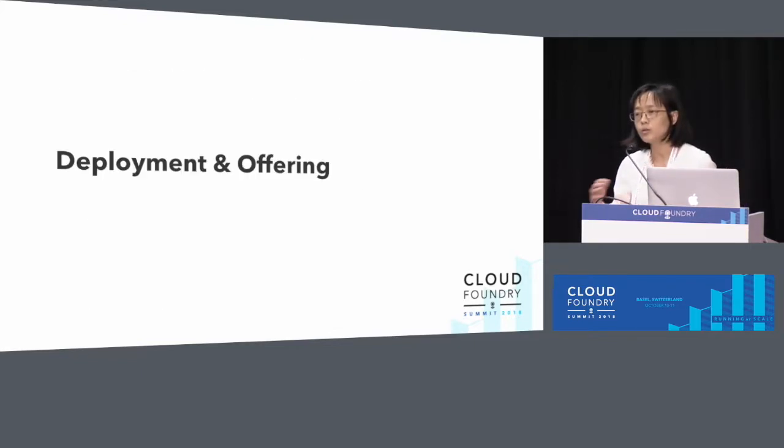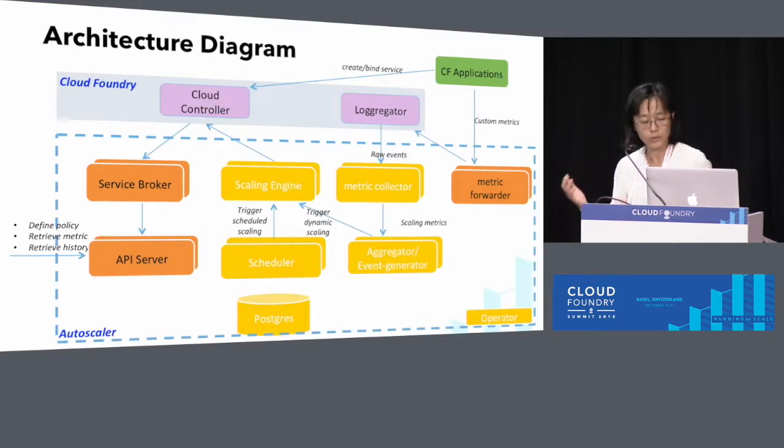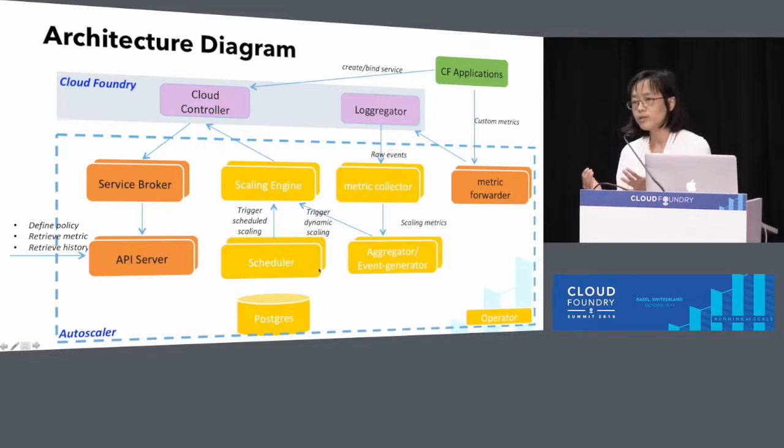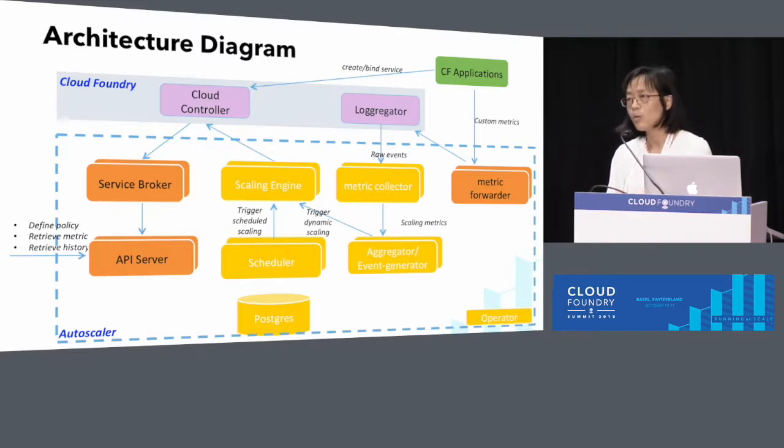Okay, just now we introduced how to use Autoscaler from the end user point of view. Now let's do a little deep dive. That is the architecture diagram for the Autoscaler backend. All the things in this box belong to the App-Autoscaler backend. It has a service broker, which is compliant with the Open Service Broker API, so that you can create a service instance and bind the service instance to your application with the policy. And it also has an API endpoint to respond to the CRUD requests from the UI dashboard or the CLI.